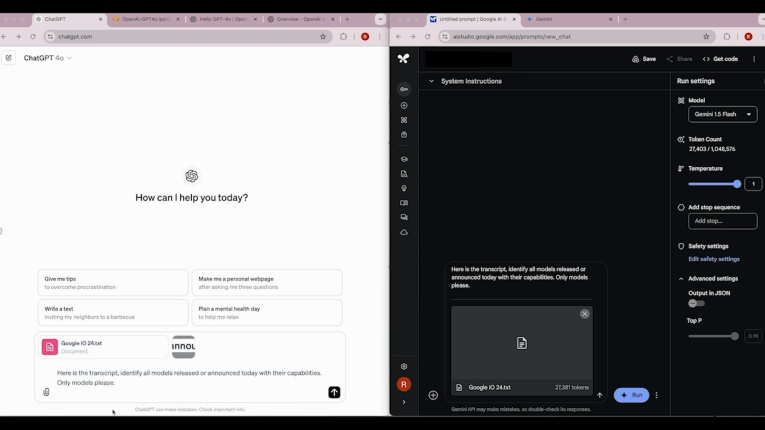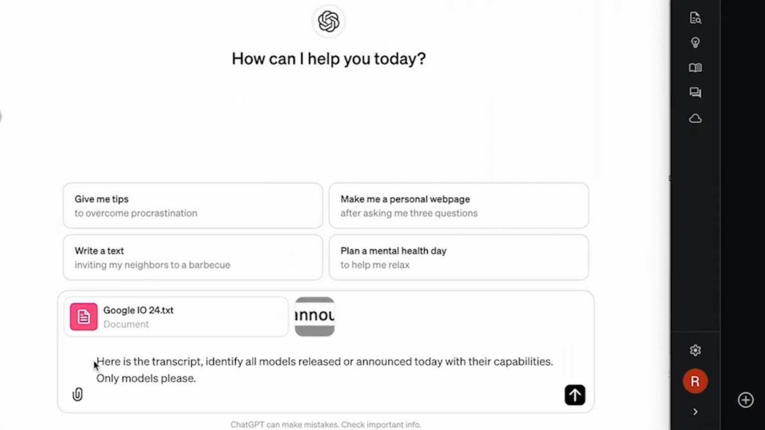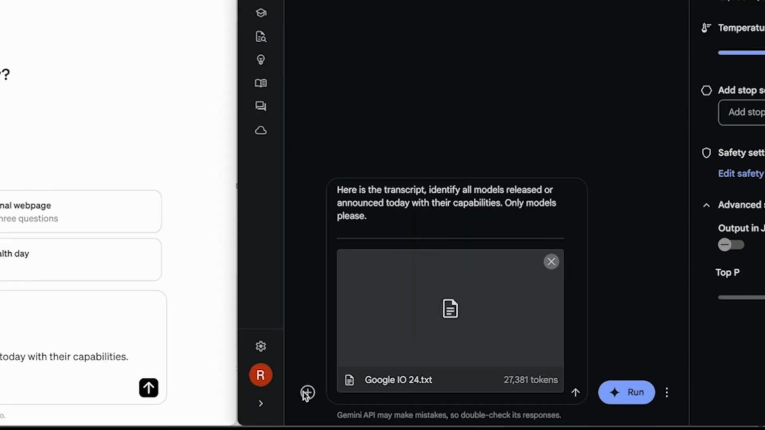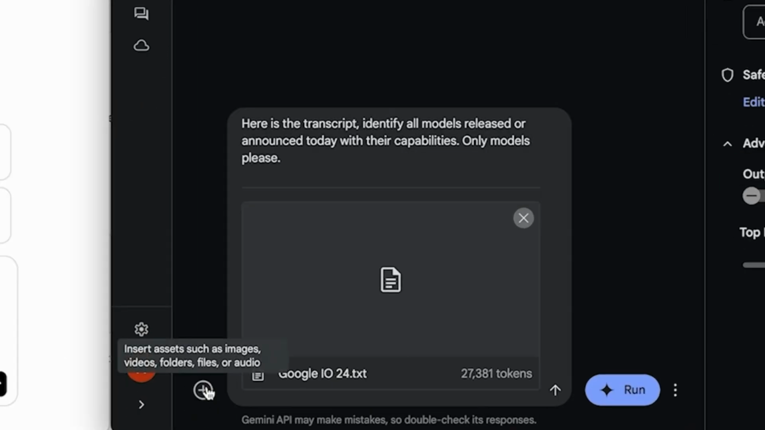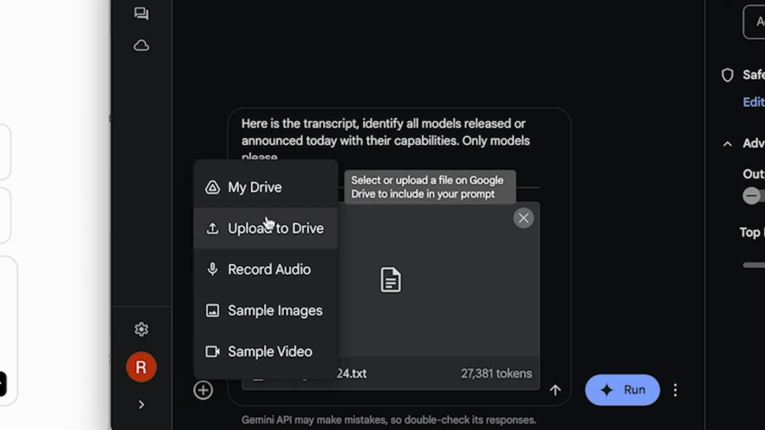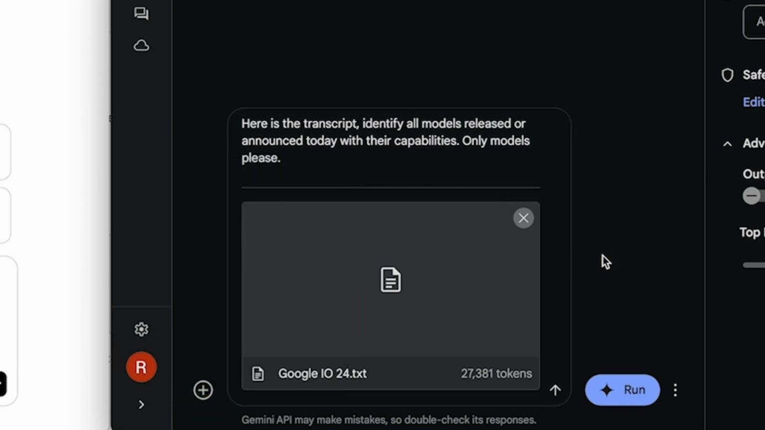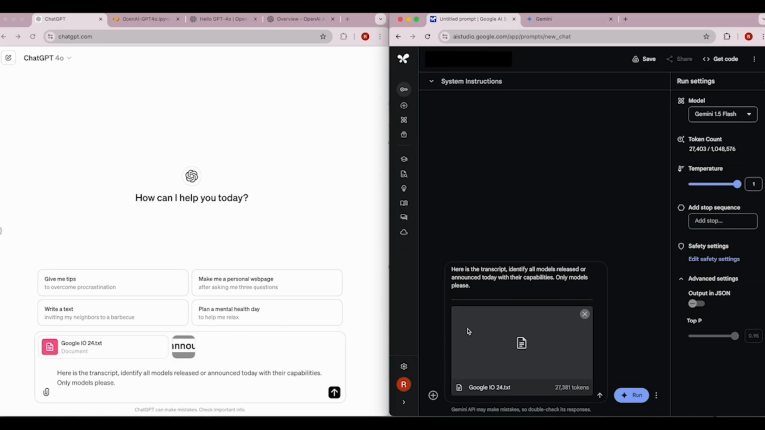Okay, so I took the Google I/O 2024 transcript. I have dropped the file into the OpenAI. Uploading the file to OpenAI was straightforward, as I could simply drag and drop it. However, with Gemini, I had to upload the file from my drive, so I had to actually go here and upload the file. Remember, Gemini app also allows you to actually drag and drop files.